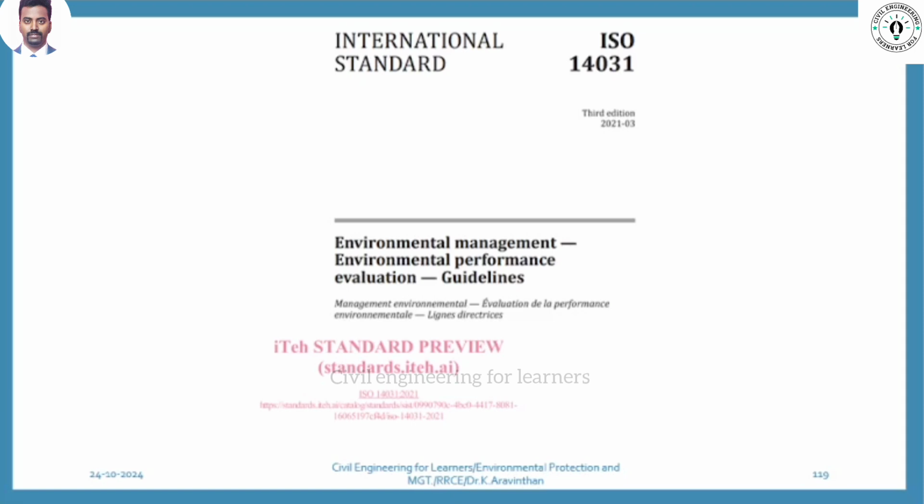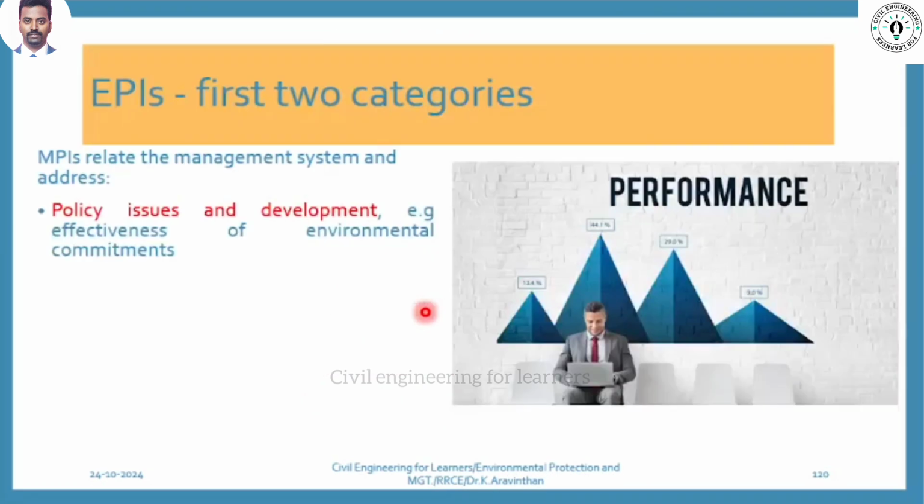This is called what? International Standard ISO 14031. This is used for environmental management, performance evaluation. For all the organizations, how many types of industries are there? 117 types of industries are there. For all the types of industry, there is a single guideline which is called environmental performance index. Now, what are they? We will be looking into this.